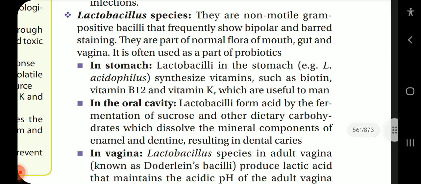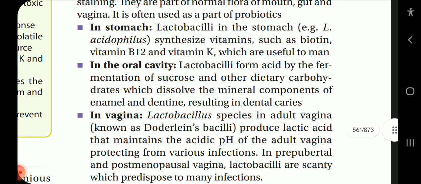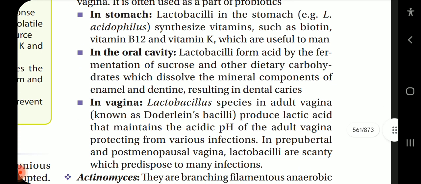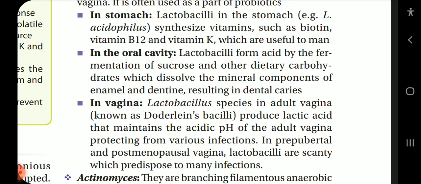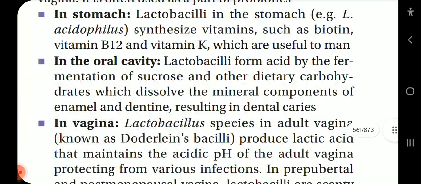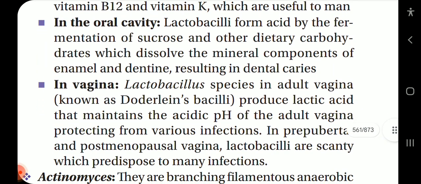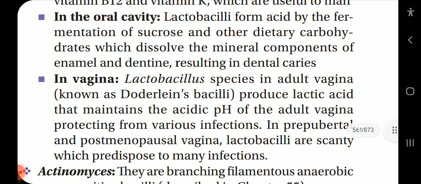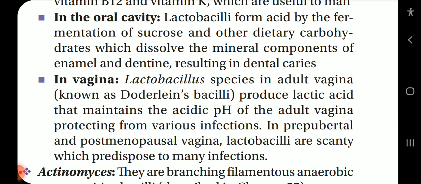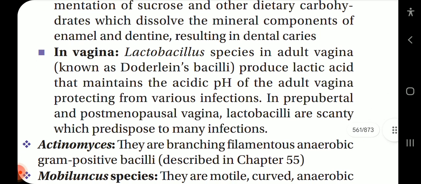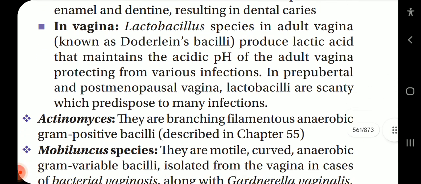Lactobacillus species are non-motile gram-positive bacilli that frequently show bipolar and barred staining. They are part of normal flora of mouth, gut, and vagina. They are often used as a part of probiotics. In the stomach, for example, Lactobacillus acidophilus synthesizes vitamins such as biotin, vitamin B12, and vitamin K, which are useful to man. In the oral cavity, lactobacilli form acid by the fermentation of sucrose and other dietary carbohydrates, which dissolve the mineral components of the enamel and dentine, resulting in dental caries.